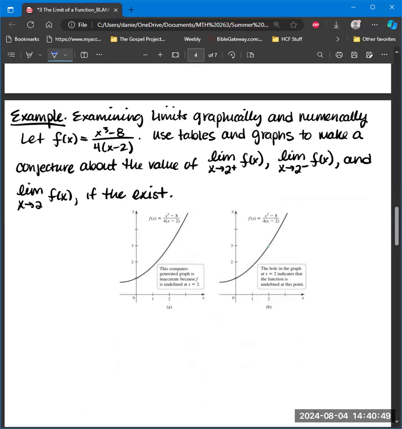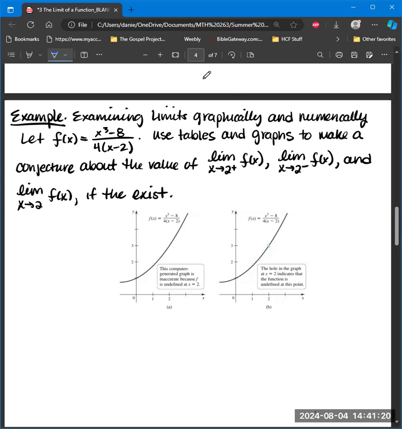So let's estimate limits graphically and numerically. Let f of x be equal to x cubed minus 8 over 4 times x minus 2. And let's use tables and graphs to make a conjecture about the value of the limit of f of x as x approaches 2 from the right, the limit of f of x as x approaches 2 from the left, and the limit of f of x as x approaches 2, if they exist. So we have this graph here.